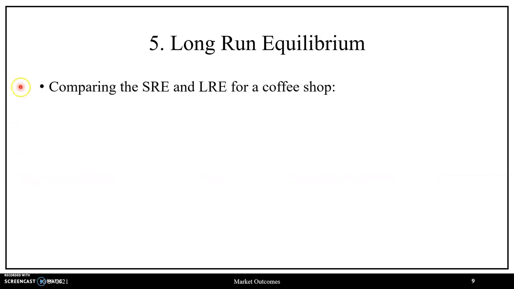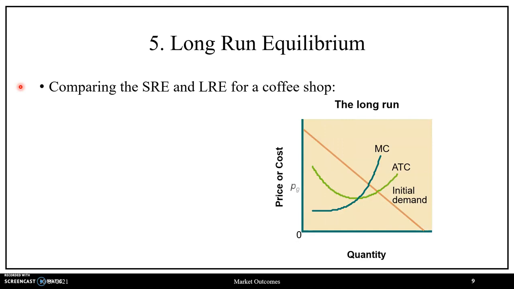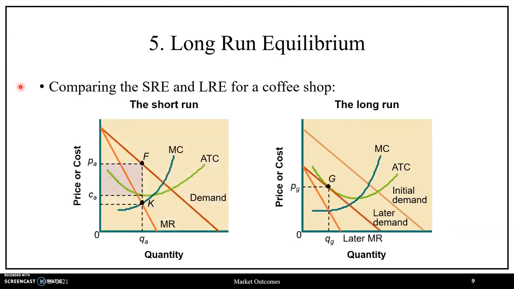So then, to get a better idea of the short and long run equilibrium for an individual coffee shop, let us look at both of them briefly. On the left, we have our individual coffee shop in the short run, and on the right, we have our individual coffee shop in the long run.